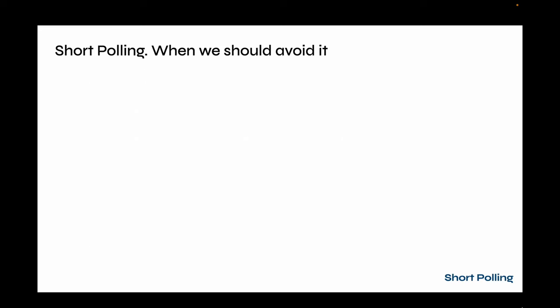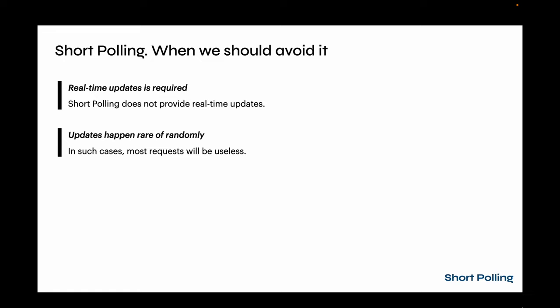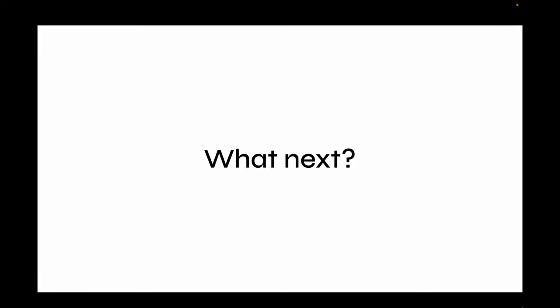Next, let's consider when we should definitely avoid using short polling. When real-time updates are necessary, short polling doesn't provide real-time updates. It might sometimes appear to do so if the request interval is short, but that would be coincidental. When updates occur rarely or randomly, the majority of the requests will be useless, making short polling highly inefficient. This was a brief overview of short polling. Now we can better understand when it might be useful and when it should be avoided. Next, we will examine additional factors that might affect our final solution.